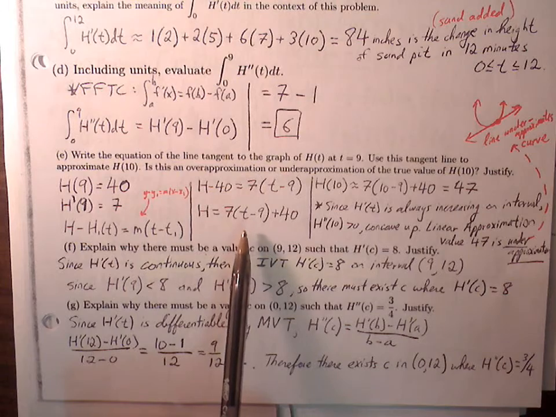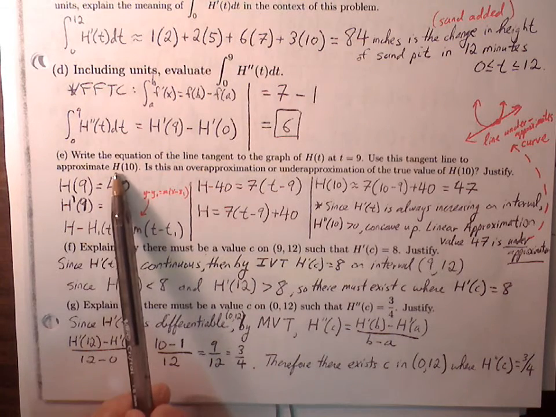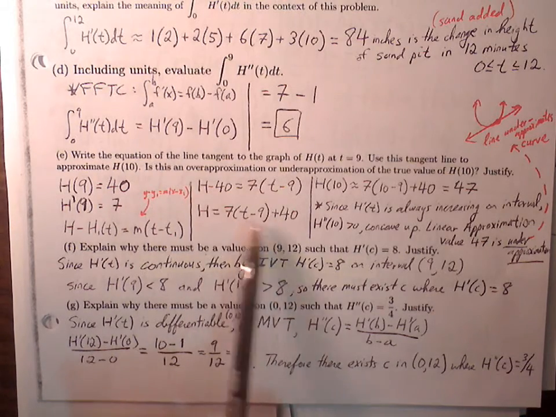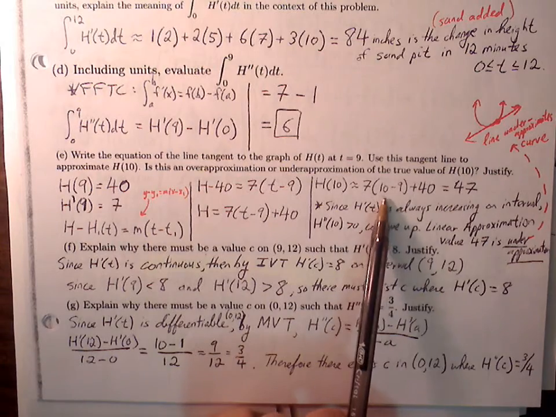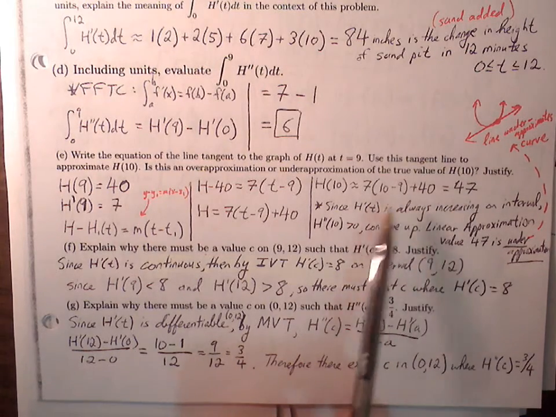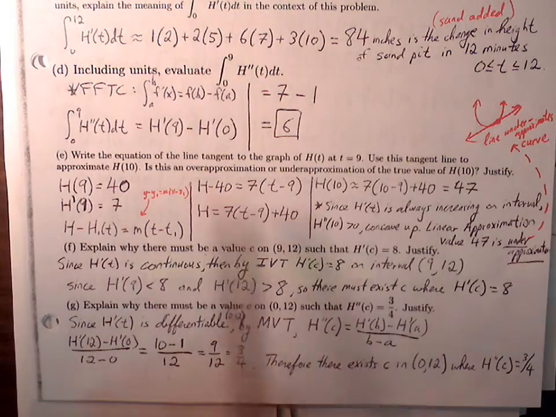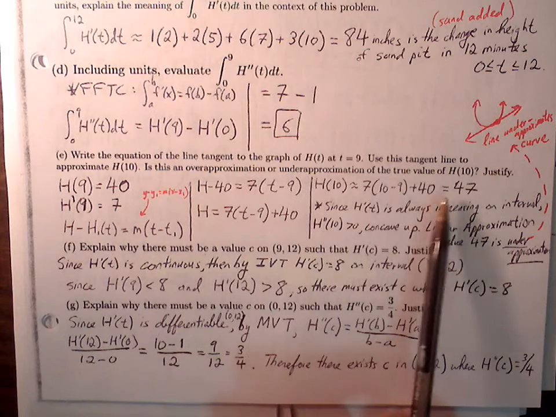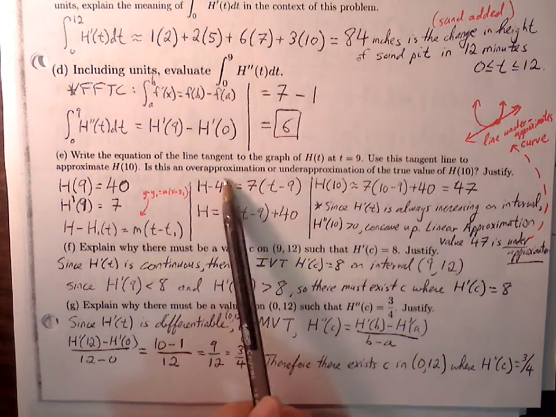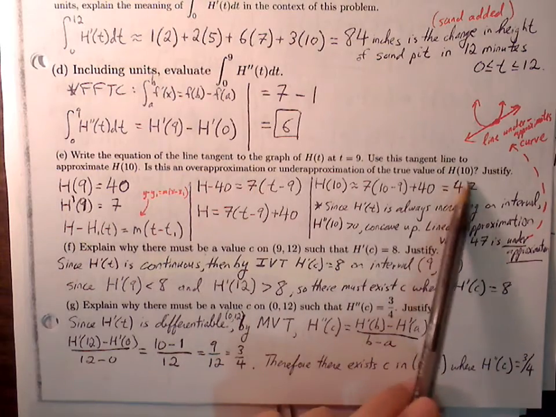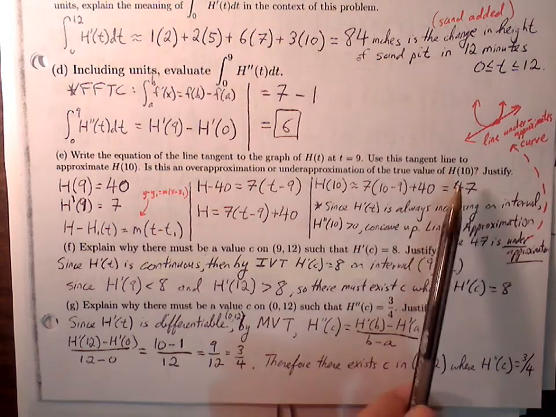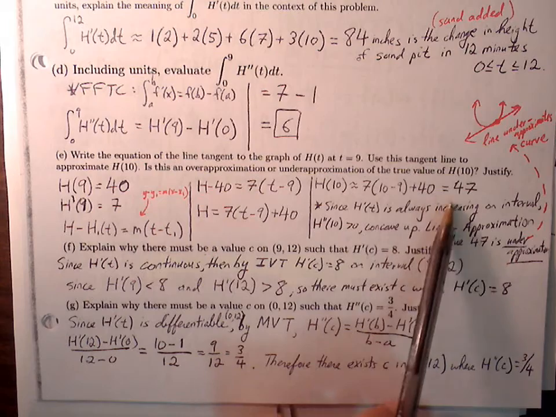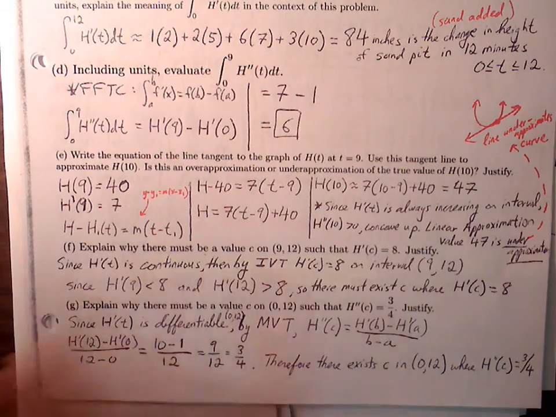Once I have the equation for h in front of me, I can use it to approximate h of 10. So I'm going to plug 10 in for t. This will give me 7 times 1, which is 7, plus 40, which is 47. So we have a linear approximation using this tangent line at t equals 9 to approximate the value of h of 10. Now it's asking whether this approximation is an over approximation or under approximation of the actual h of 10, because we know this is just an approximation and not the exact value. So how can we make that determination?